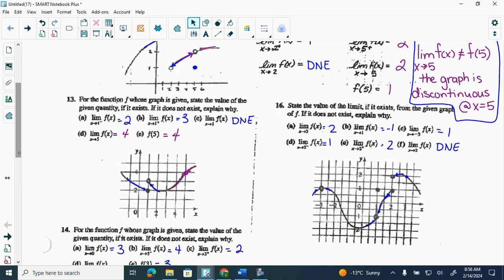Okay, for 13, we have the limit as x approaches 1 from the left is 2, and then 1 from the right is 3. Then the limit at 1 doesn't exist. Here we have 5. 5 both approaches 4, so we put 4. And then f of 5 equals 4. So we could actually say it's continuous at x equals 5, correct? And how would we show continuity? We would say the limit as x approaches 5 of f of x equals f of 5. Therefore, the graph is continuous at x equals 5.